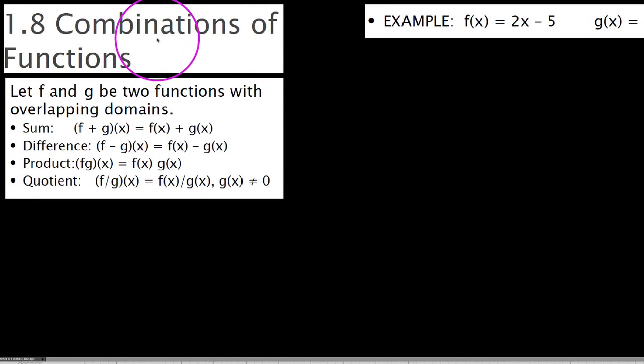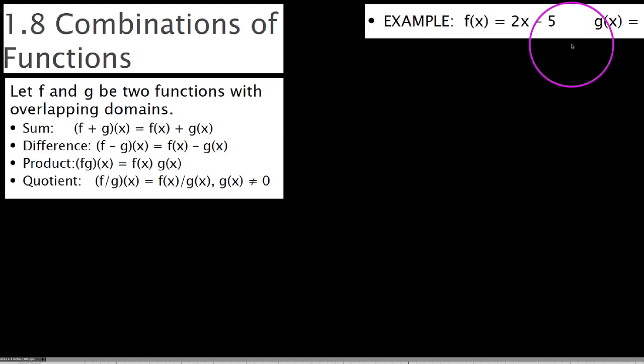Okay, YouTube, in this video we're going to introduce combinations of functions. That is, if we had two functions, say f and g, that have some sort of overlapping domains, that is, their domains aren't mutually exclusive from one another, what we can actually start to do is add two functions together, or subtract them, or multiply or divide them. We call these combinations of functions for very obvious reasons.